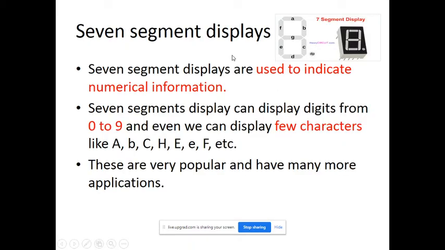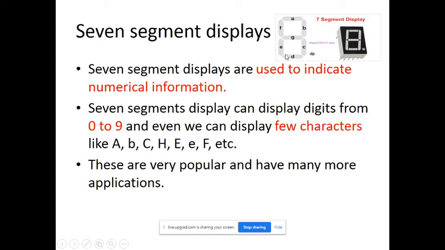Now, 7 segment display. We are using the 7 segment display to indicate numerical information. With the help of a 7 segment display, we can display numbers 0 to 9 as well as a few characters such as A, B, C, D up to F. It means you can display all hexadecimal numbers on a 7 segment display, and this is the structure of a 7 segment display.